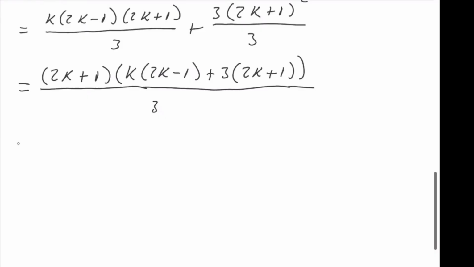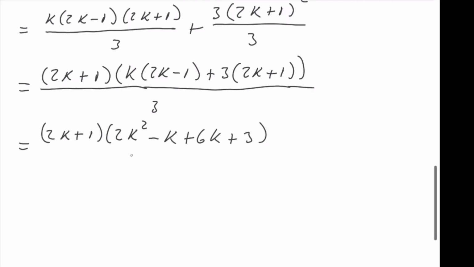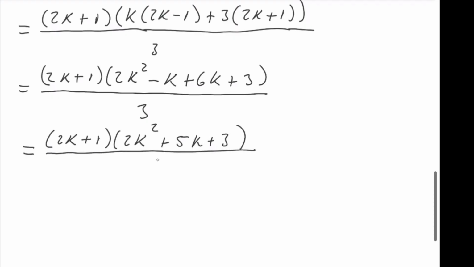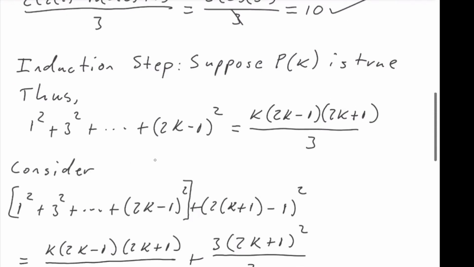Okay, so let's see. So we have 2k plus 1. I guess let's look at what this gives us. This will give us 2k squared minus k plus 6k plus 3 over 3. Now let's see. So 2k plus 1, 2k squared plus 5k plus 3 over 3. So what am I looking for?